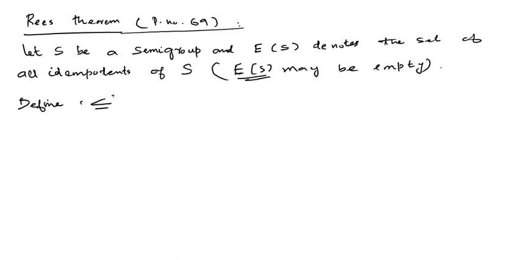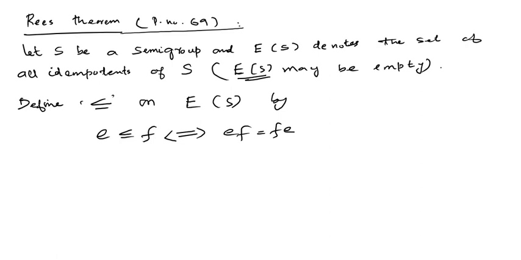So define the order less or equal on E of S by, we say e is less or equal to f. So always we will denote idempotents by e, f, and these notations are natural. So these are standard notations for idempotents, e, f, g. Okay, so we say e and f, they are idempotents of S, they are in E of S. So we say they are related to each other if and only if ef is equal to fe is equal to e. So that's natural. So we'll see that this is actually an order on E of S.